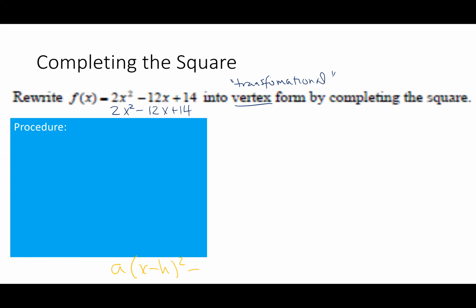x minus h squared plus k. This is the end goal. This is our desired end result. I'm given it like this. I need to convert it to this.